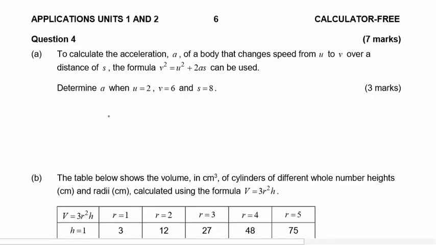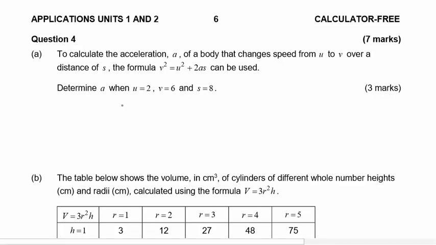Question 4. To calculate the acceleration a of a body that changes speed from u to v, initial to final, over a distance of s, the formula is used. Determine that acceleration, which is over here in our equation, when these three values are used. So we're substituting and then using BIMDAS and solving an equation by rearrangement.